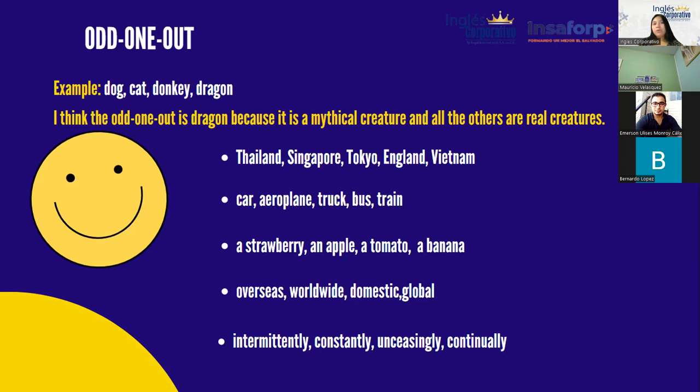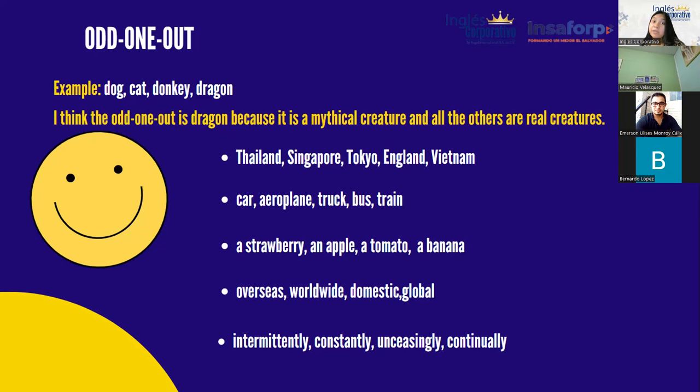We can mention one more. No? Well, the other opinion is this one. The odd one out is banana. Why banana? Because banana is the only one that is yellow. An apple can be red. A tomato is red. And the strawberry is red.